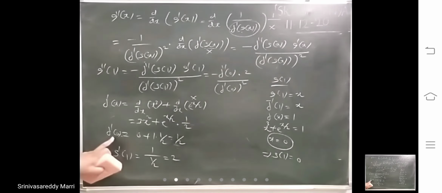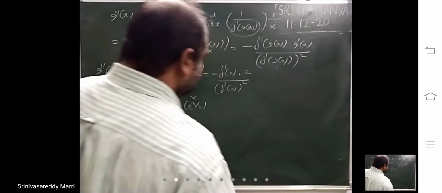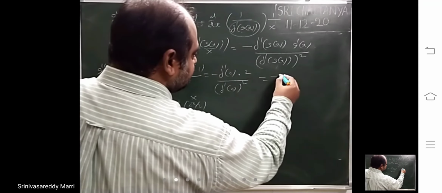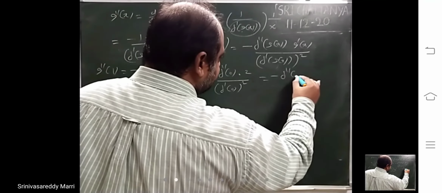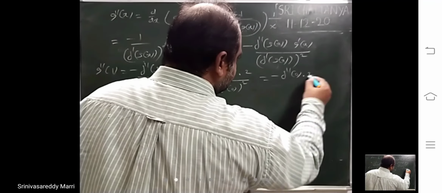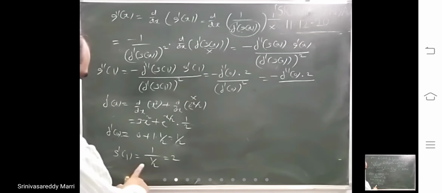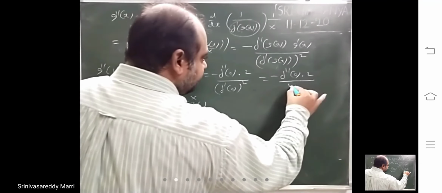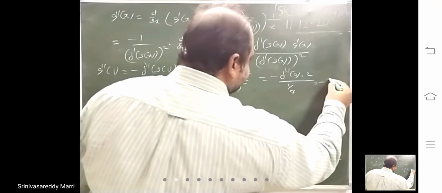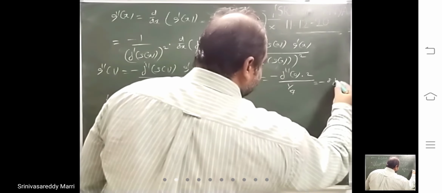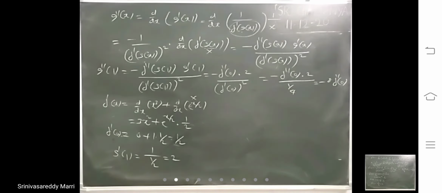You know f dash 0 also. f dash 0 is what? 1 by 2. So that means minus f double dash 0 into 2, divided by f dash 0 square, which is 1 by 4. That means minus 8 into f double dash 0. Right? f double dash 0 must be calculated.